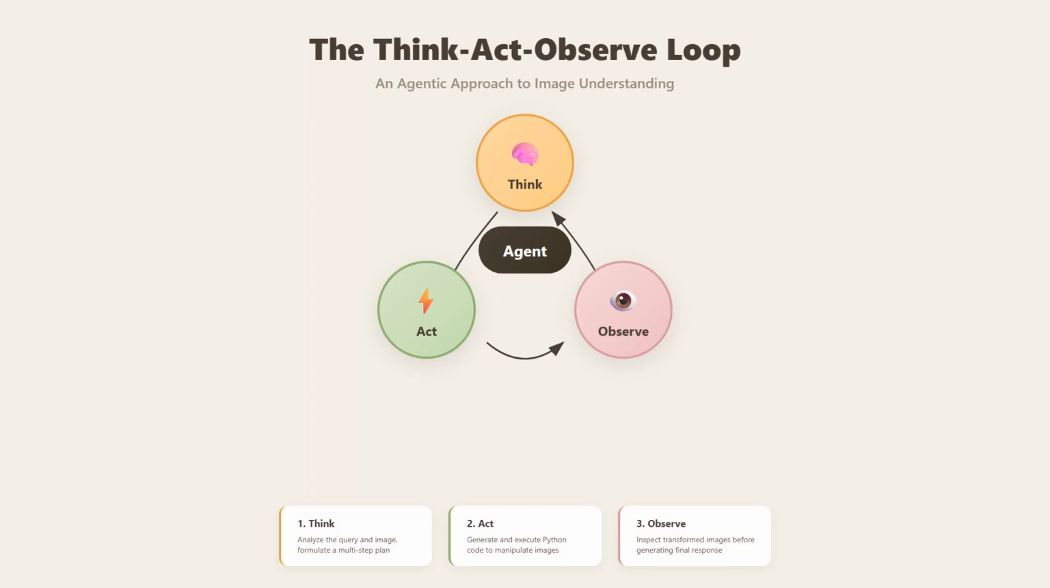Finally, in the observe phase, the transformed image is appended back to the model's context window. This allows it to inspect the new data with better context before generating a final response. Think of it like a scientist running an experiment. They form a hypothesis, conduct the experiment, and then analyze the results. This agentic loop can repeat multiple times, allowing the model to iteratively refine its understanding until it has enough information to provide an accurate answer.